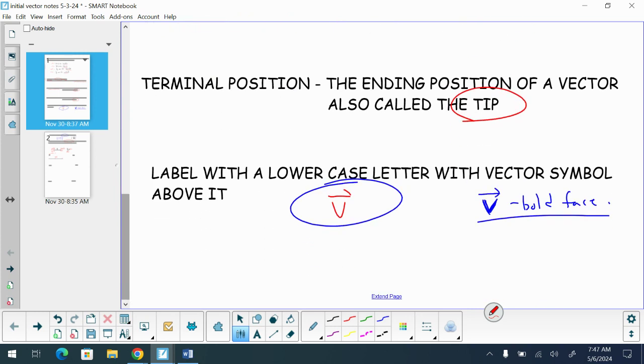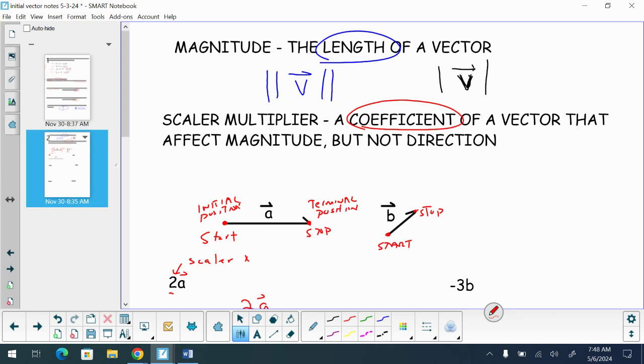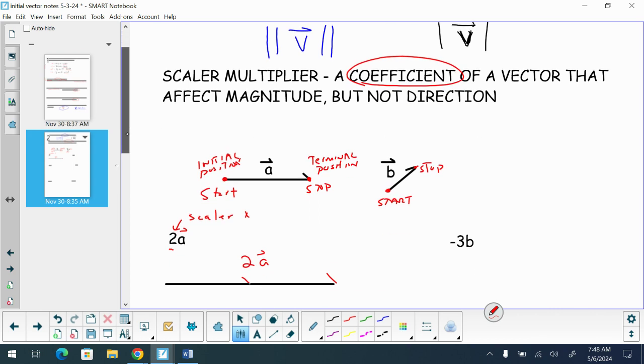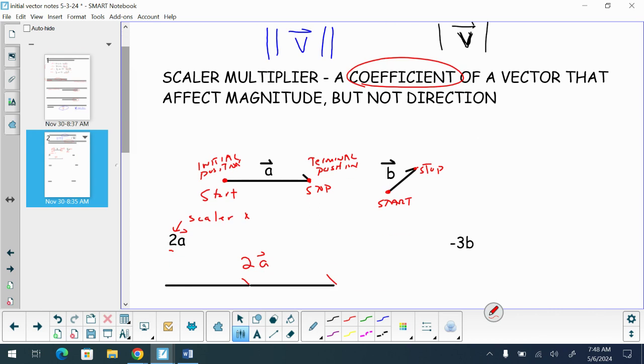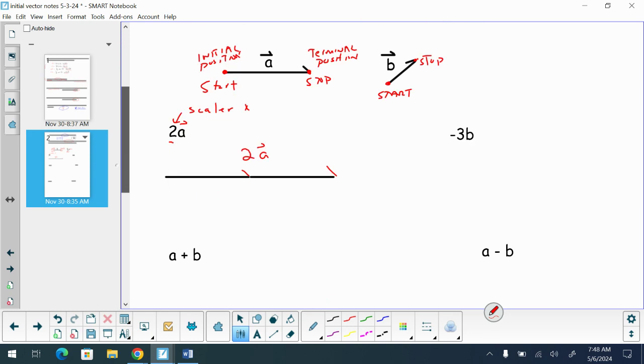We label them with a lowercase letter and a half arrow ray above it. That's how we label vectors. We talked about the magnitude. Magnitude is the length of the vector. You have the magnitude of the vector, written with double absolute values. Sometimes you'll see a single absolute value. A scalar multiplier affects the magnitude, but not the direction. So we can double a length, as we went with respect to 2a.